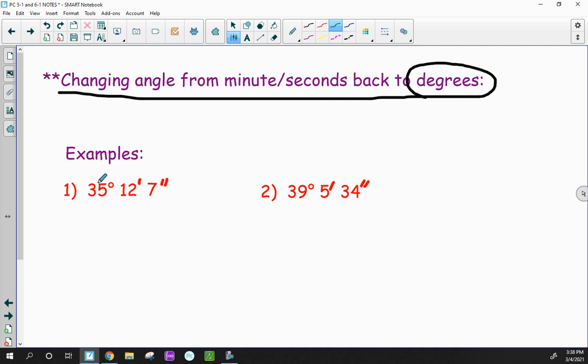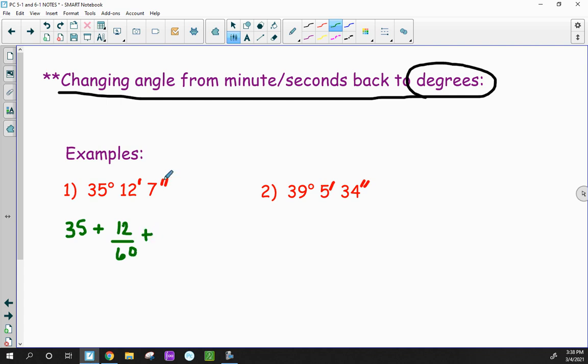Example 1, 35 degrees, 12 minutes, and 7 seconds. We're going to drop our 35 down. We are going to take the 12 minutes. And recall from the last problem, in order to change that, we had to multiply by 60, since there's 60 minutes in a degree. You're going to do the opposite of multiplying, which is dividing. So now you're going to divide the 12 by 60.